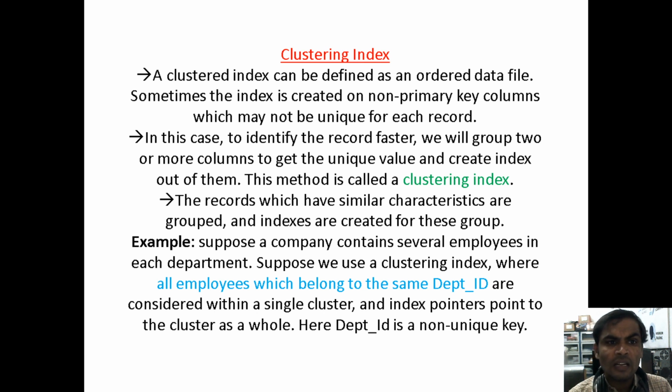The clustering index is the best example for non-prime key columns, where duplicate values are stored. When you are designing the database schema with constraints such as unique or not null, at that time we can use the clustering index. Now it is not unique for each and every record, as I said, it stores duplicate values. In this case, to identify the record faster, we group two or more columns to get a unique value.